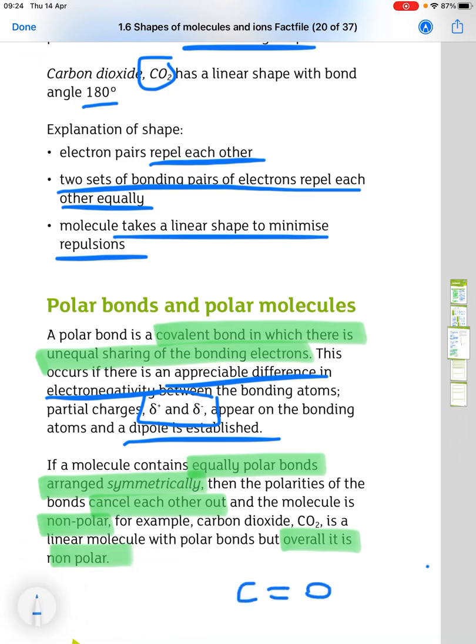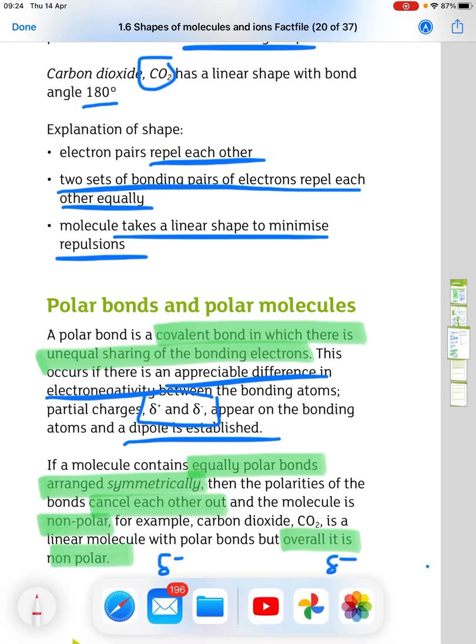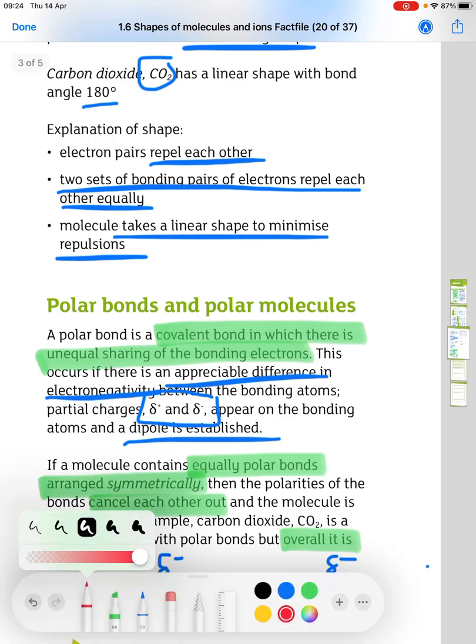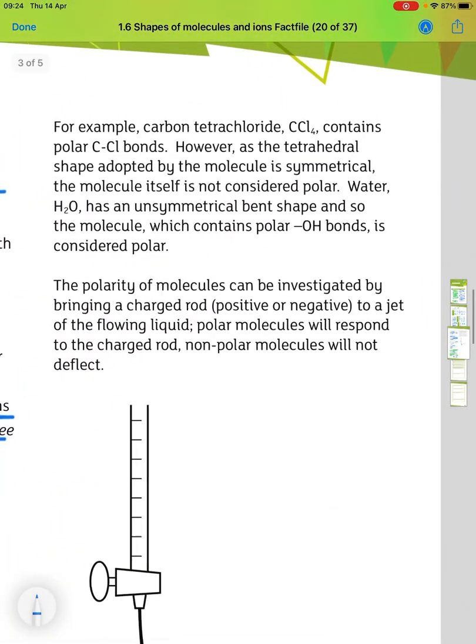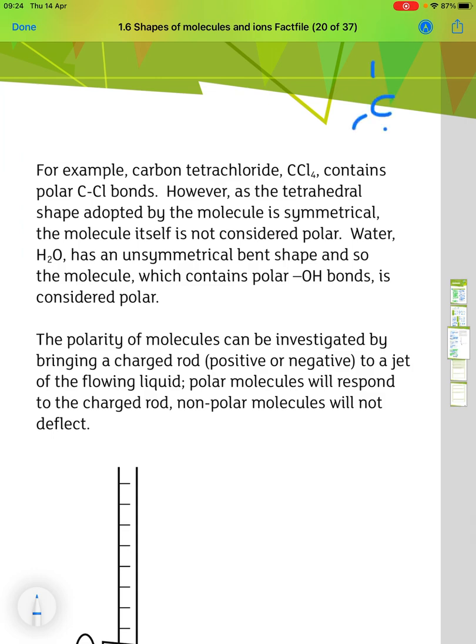So if we think about that, we've got our carbon with two oxygens. Each oxygen is going to be slightly negative. So we have two dipoles here, but they actually end up cancelling each other out. So there's no overall dipole and the molecule is non-polar. If we take another example, carbon tetrachloride, CCl4, each of those bonds would be polar, with the chlorine being delta minus. But as the overall shape of the molecule is symmetrical, the molecule itself is not considered polar.